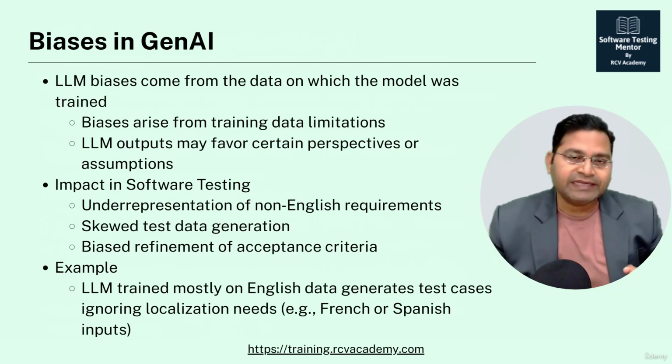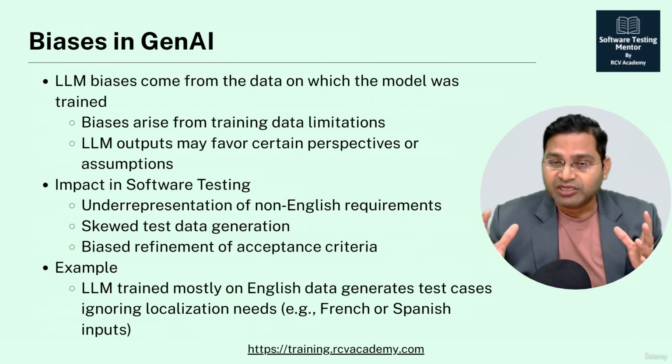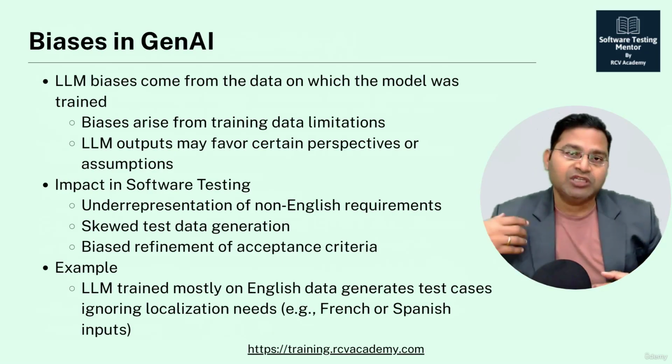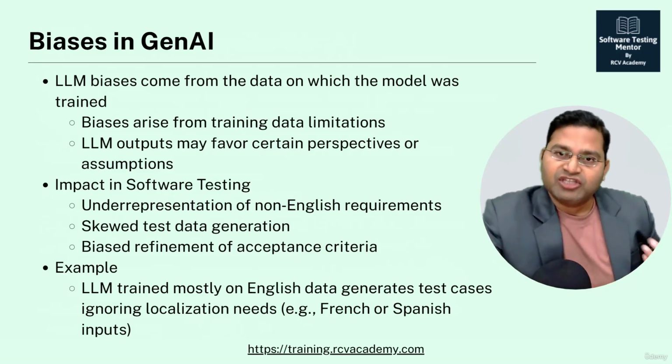Now, if we talk about an example, LLMs trained mostly on English data generate test cases ignoring localization needs. For example, if you need French and Spanish inputs, the model might not be able to do that. That's the biases in generative AI.